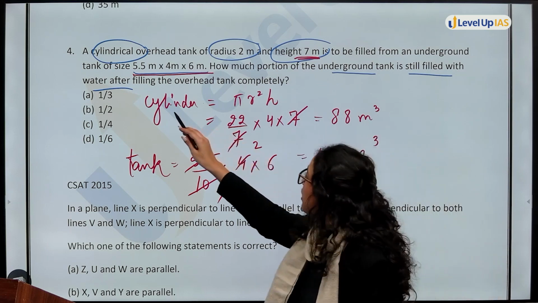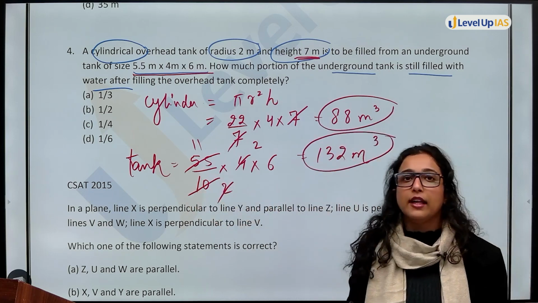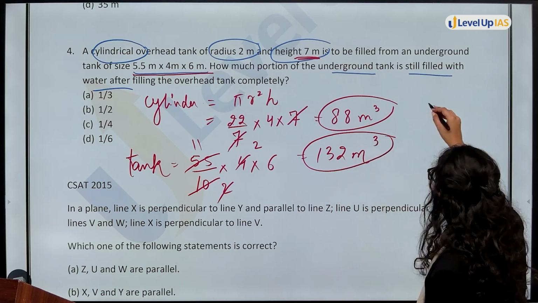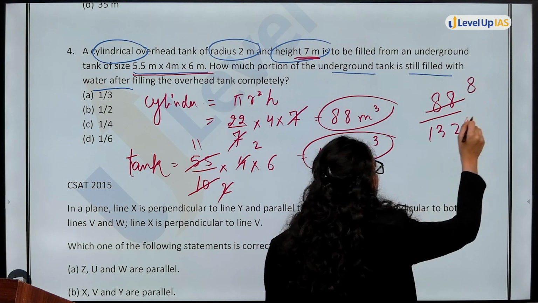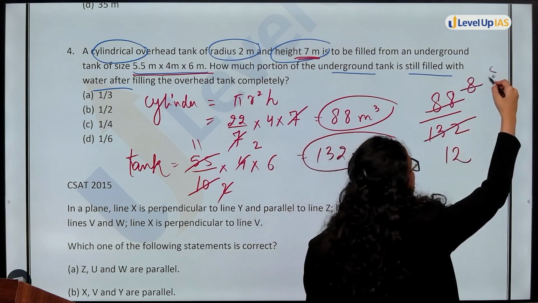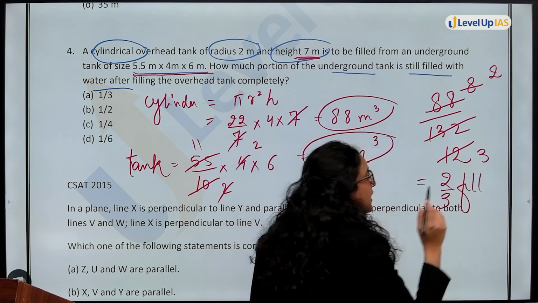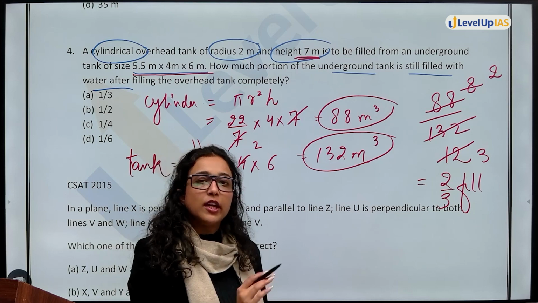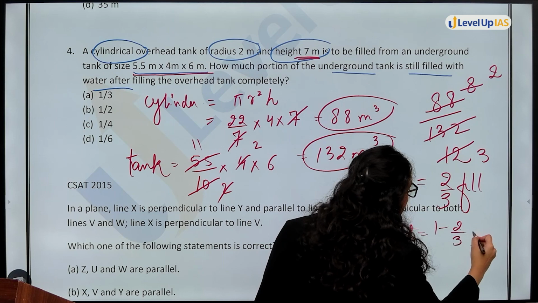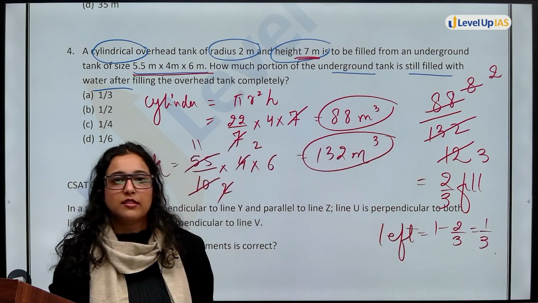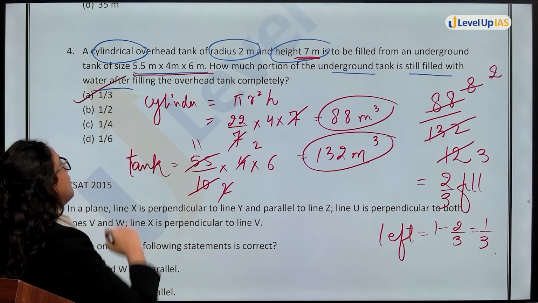Okay, so the volume of the cylinder is 88, the volume of the tank is 132. So that means how much have you filled? You have filled 88 out of 132. This will be what? 11 8 11 12 4 2 4 3. So 2/3 is filled. From one tank you took 2/3 volume and filled it. So what is left? Volume left will be what? 1 minus 2/3. So 1/3. This will be my answer. So the volume that is left will be option A, 1/3.